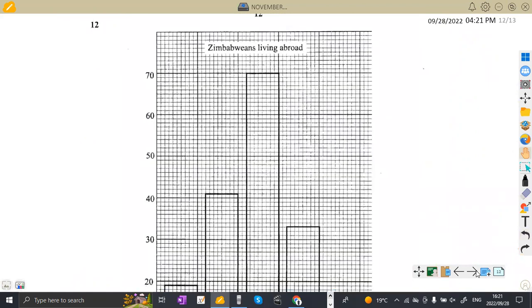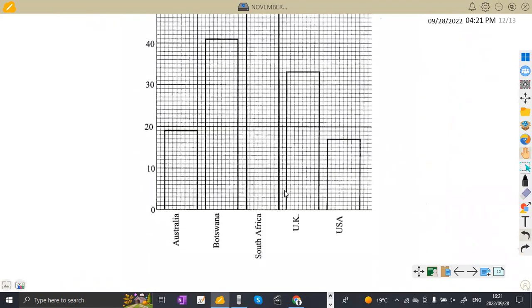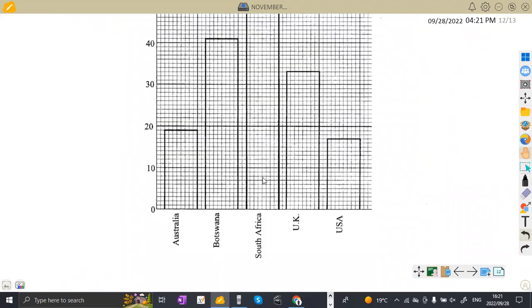And the last part of the question is statistics. You are given Zimbabweans living abroad. So this is a graph of Zimbabweans who are living abroad. We are given Australia, Botswana, South Africa, UK, and USA. So these are the countries that are listed there.